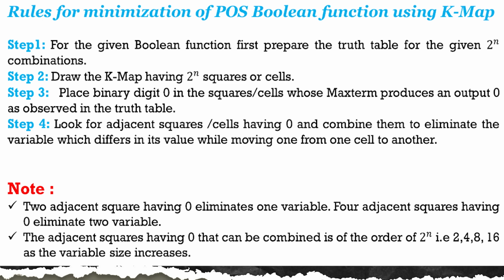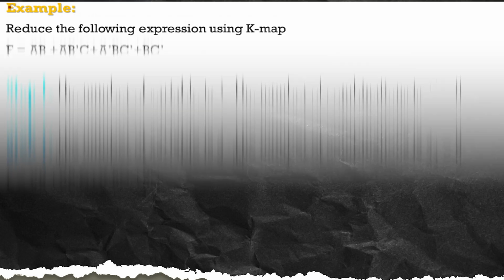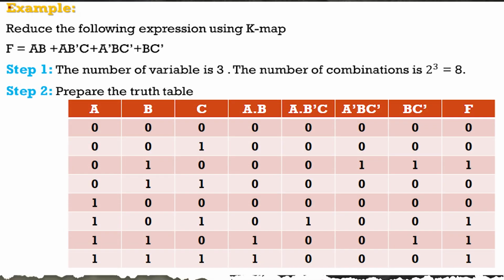Now we'll realize the Boolean minimization using K-map. Let us have a function f equal to a dot b plus a b bar c plus a bar b c bar plus b c bar. We can see that this Boolean function has 3 variables: a, b and c, either in complement form or in normal form. Therefore, when we prepare the truth table, the number of possible combinations is 2 raised to 3. That means you will have 8 rows, or 8 different possible combinations of the variables a, b and c. So let us prepare the truth table.